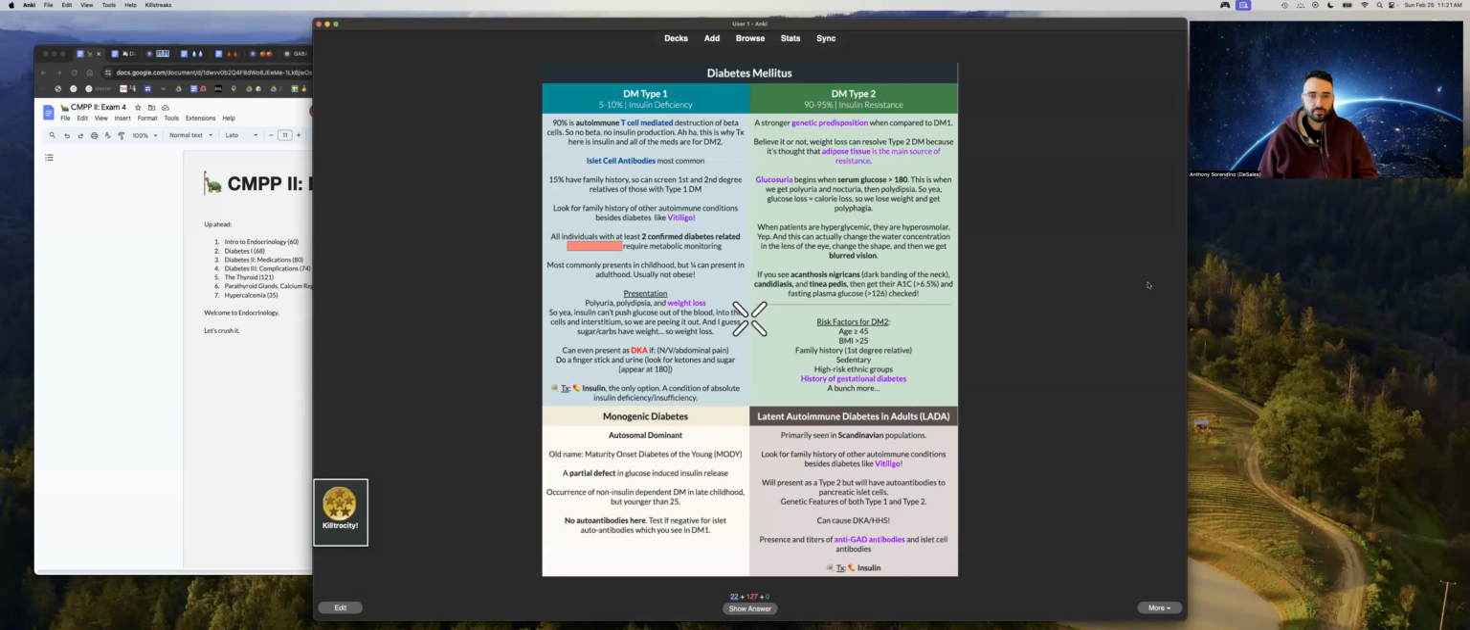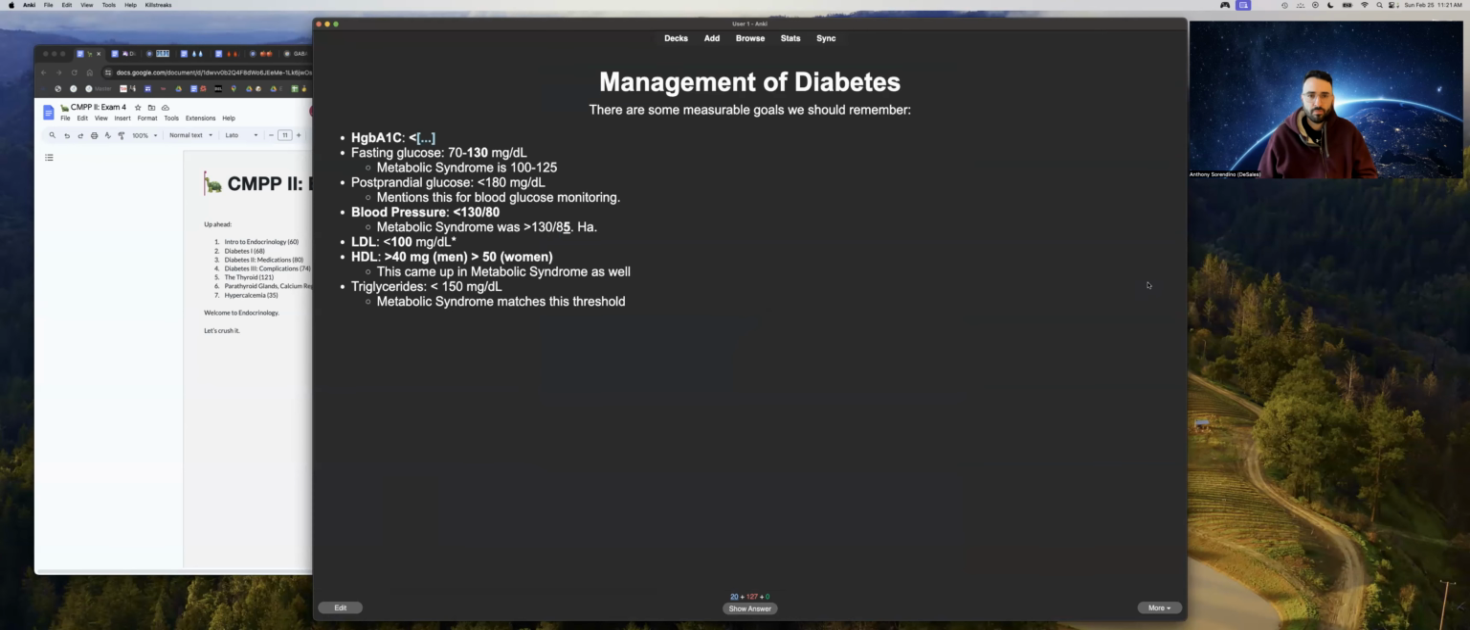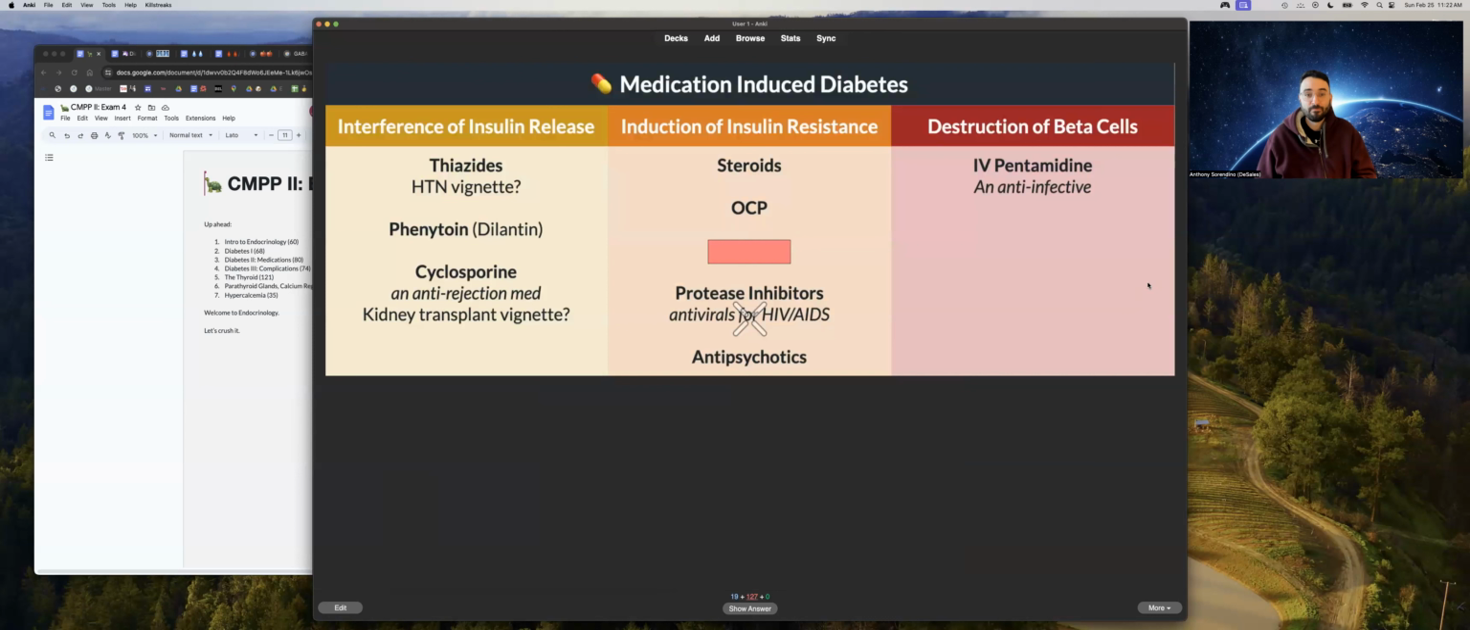Lifestyle. Autoantibodies. Tinea pedis. Isn't it just like athlete's foot, like foot fungus? Management of diabetes. There are some measurable goals we should remember. A1C less than 6.5. I feel like it's higher. I feel like it's like 7. 6.5 is okay. We'll take that.